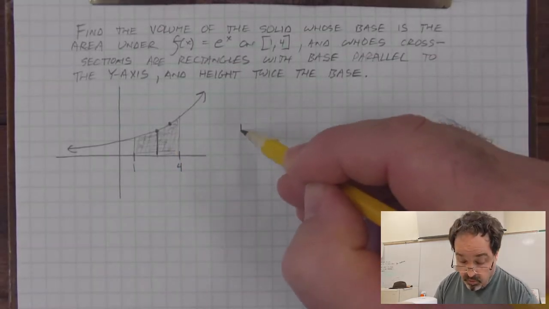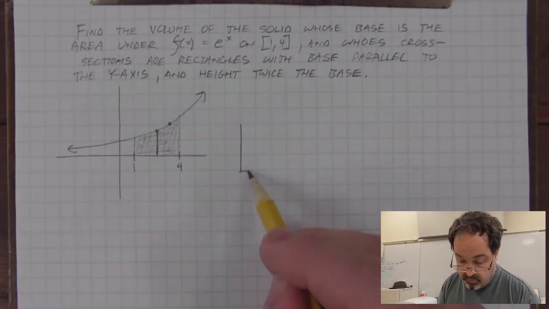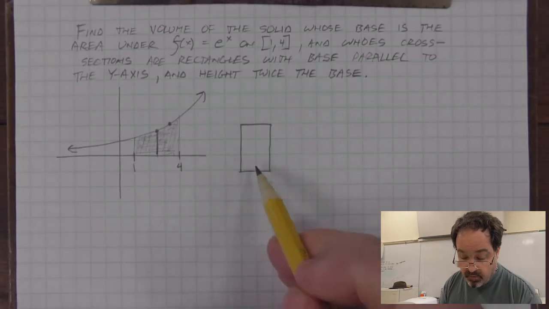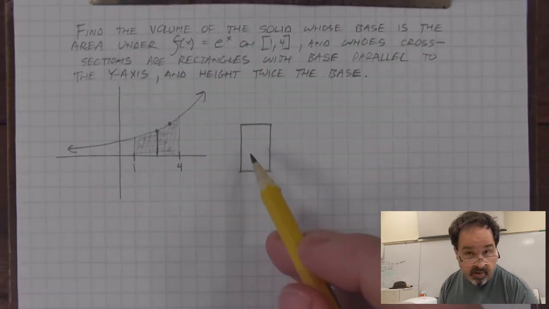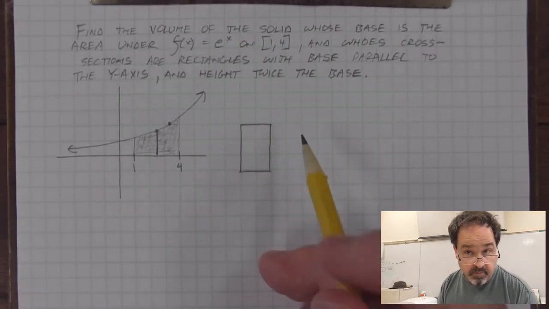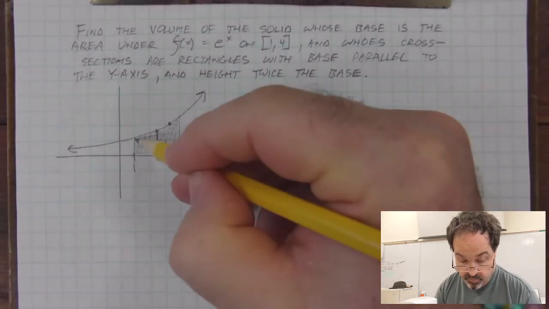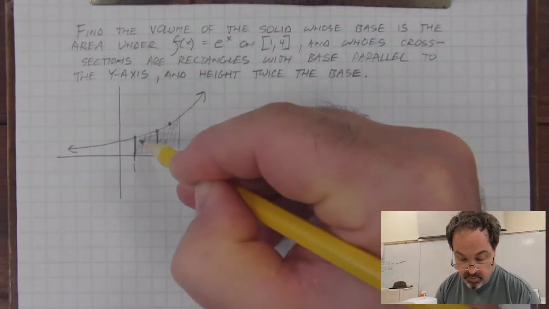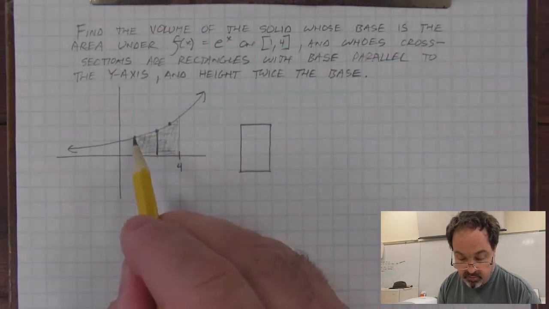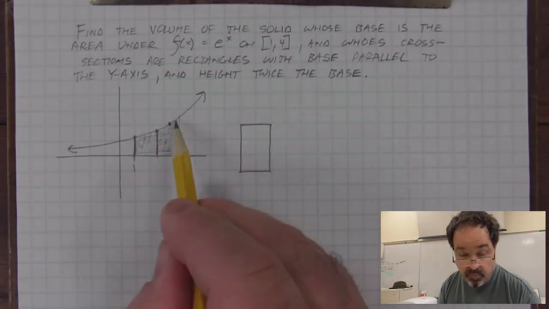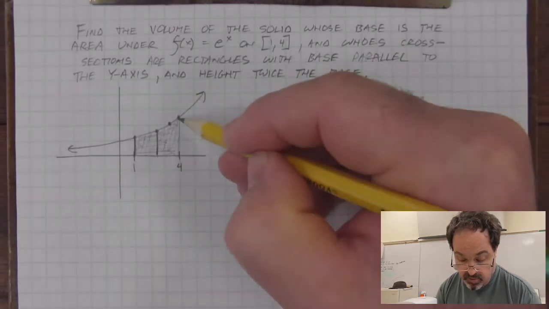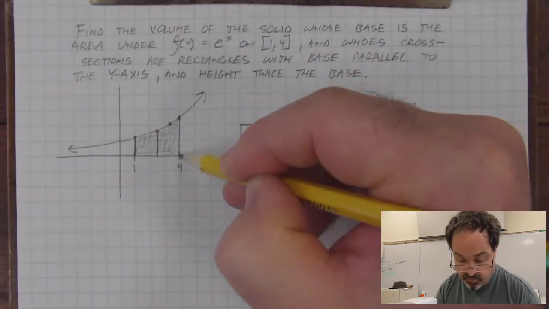Now I'm going to draw a representative slice. These are the shapes that I'm adding together to create the solid. I create a rectangular slice with the value of the function here. I create rectangular slices for every value in between, and then the last rectangular slice is created by the last function value at 4.